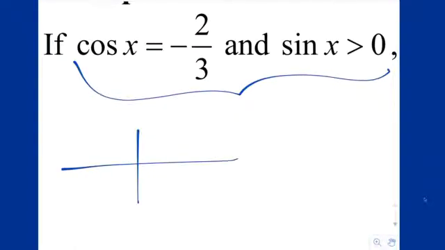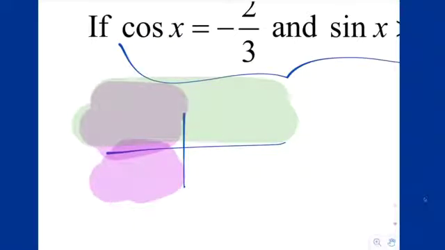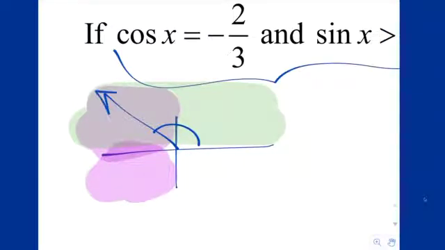The ratio that gives us is negative 2/3, and it's a cosine ratio. So where is cosine negative? Quadrants 2 and 3. X is negative, and cosine is negative, and vice versa. And then sine is greater than 0 in which 2 quadrants? 1 and 2. So the overlapping quadrant is quadrant 2. So we're in quadrant 2. So there's our angle theta. Drop the perp, and now you can label your reference triangle.